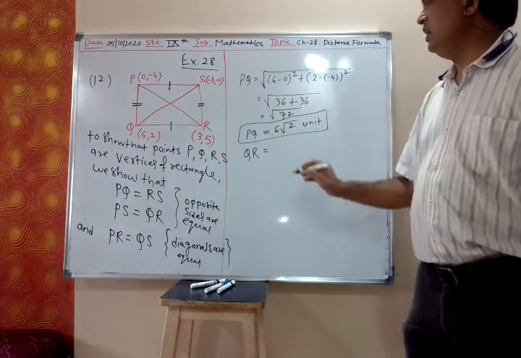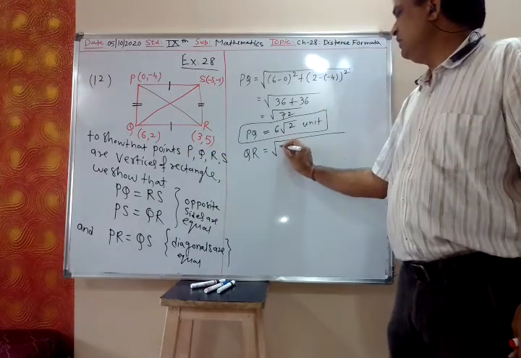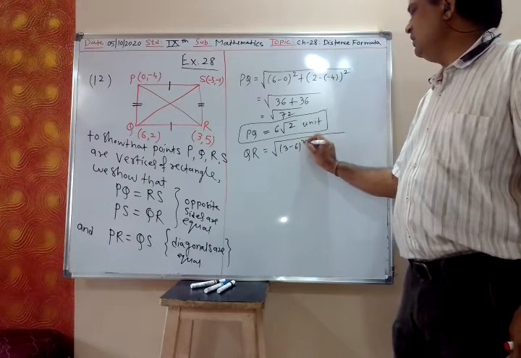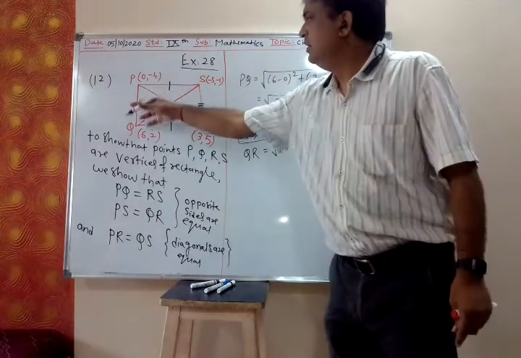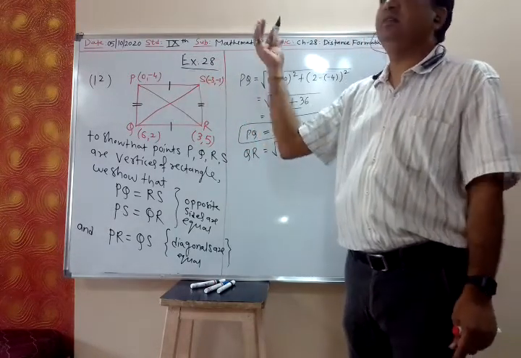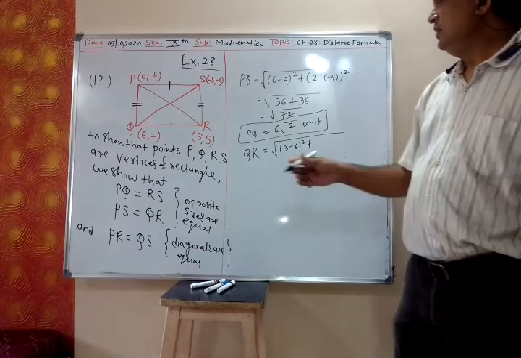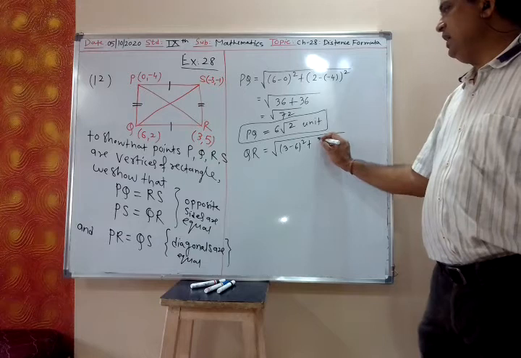Find QR. Now we apply the distance formula: 3 minus 6 square, plus 5 minus 2 square. You can first find all the 4 lengths, and then show which two are equal.